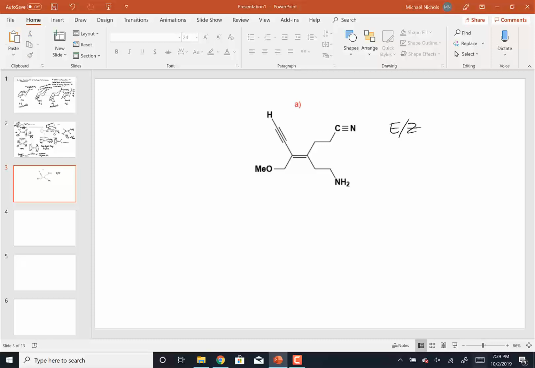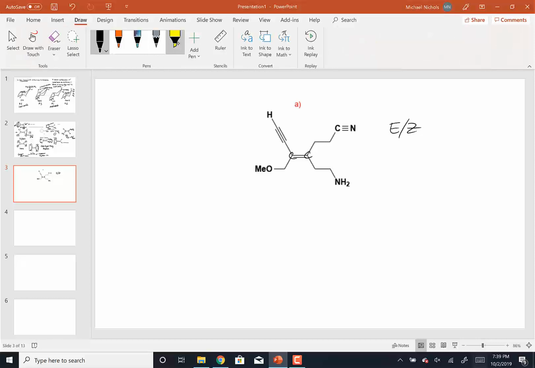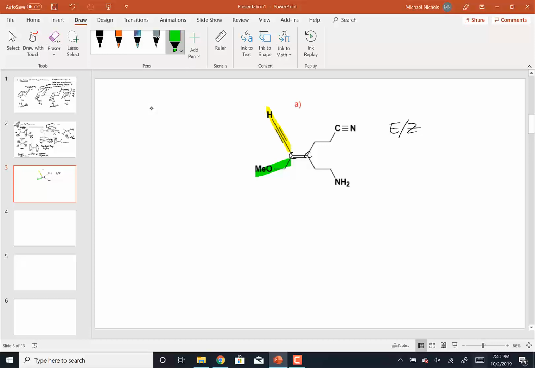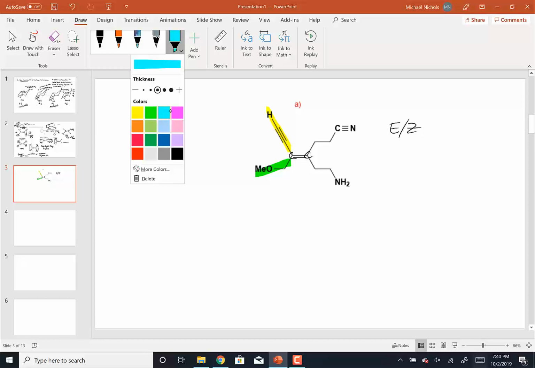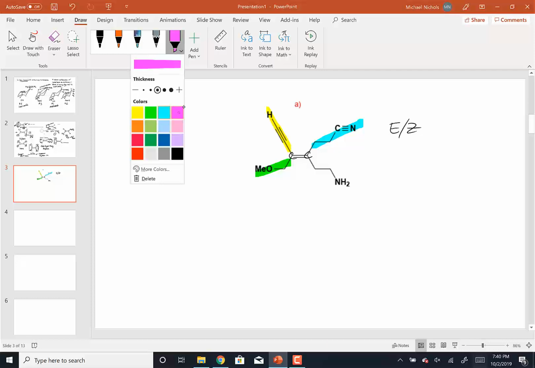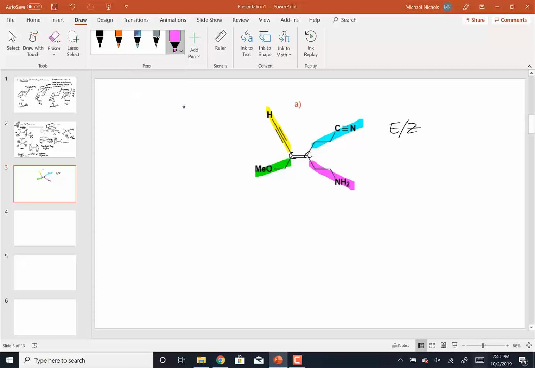Here's my carbon-carbon double bond. I'm going to use the highlighter for a minute. I have one group here, and I have another group attached to that carbon. So I'm going to compare those two. And then over on the other side, I've got this entire group, and I've got this entire group. So I have 4 different groups attached to the carbon-carbon double bond.